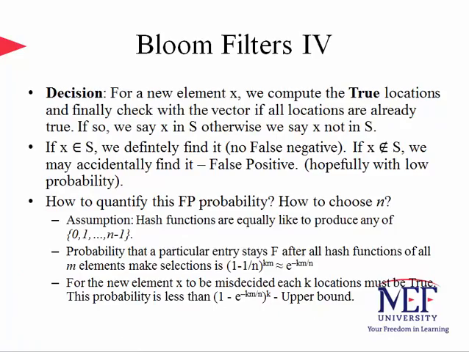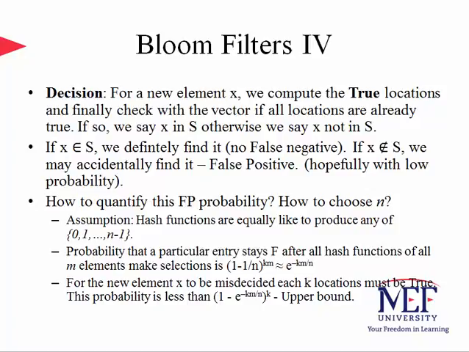Okay, so by now we might have guessed the decision rule here. For a new element x, we compute the hash locations and check with the Boolean array whether the locations are already true. If so, we say x is in S. Otherwise, we say x is not in S. Notice that if x is in S, we surely find it because we use the same set of hash functions every time. That's why we don't have false negatives. If x is not in S, we may accidentally find all locations true due to other elements in the set, so we have some probability of false positive.